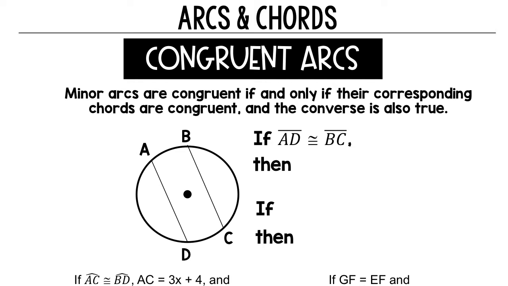So that means if we have chord AD, again, a chord is just a line inside of a circle with endpoints on the circle. So if we have a chord AD right here that is congruent to chord BC, then we know that arc AD, since it's a minor arc, is going to be equal to arc BC. Also, if we know that arc AD is congruent to arc BC, that should be congruent, not equal, then chord AD is congruent to chord BC.